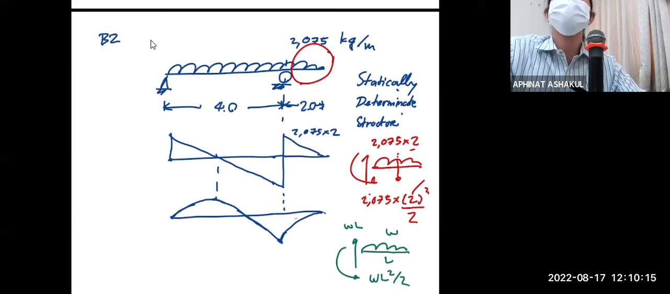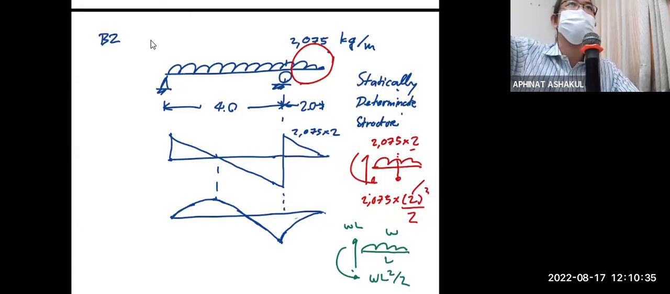This is not a miracle. This is equilibrium. Because the centroid of the uniform load doesn't act here, that's why we need to have moment, correct? Otherwise, it's going to rotate.